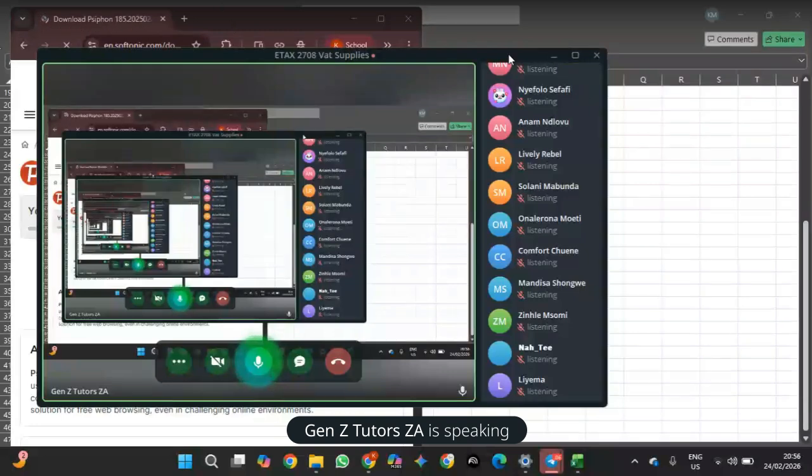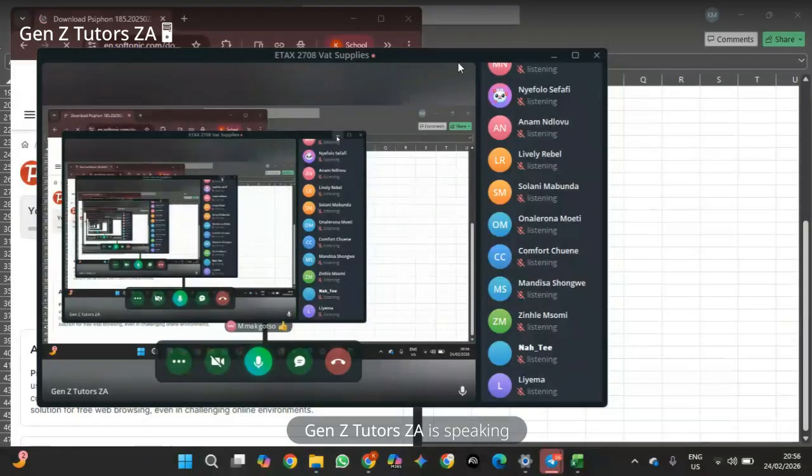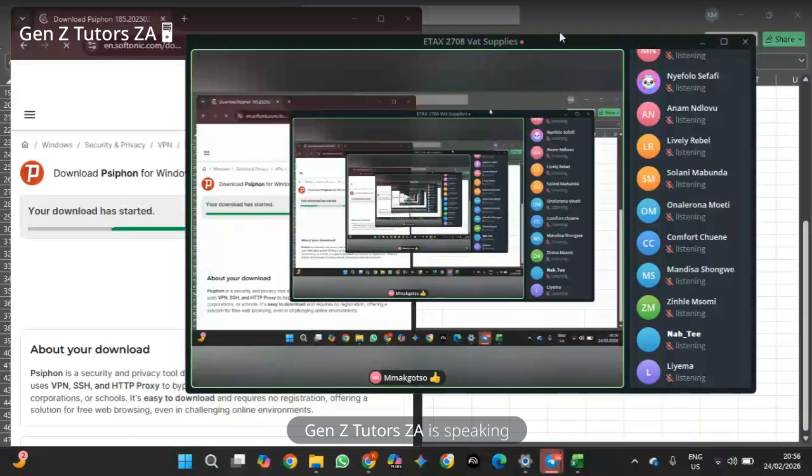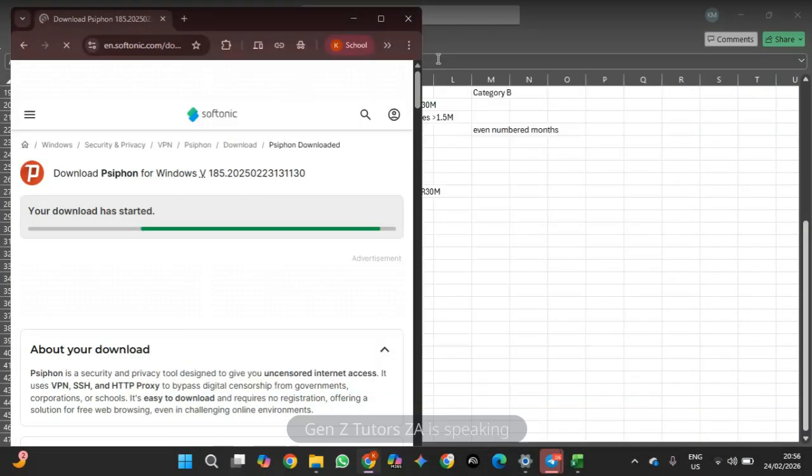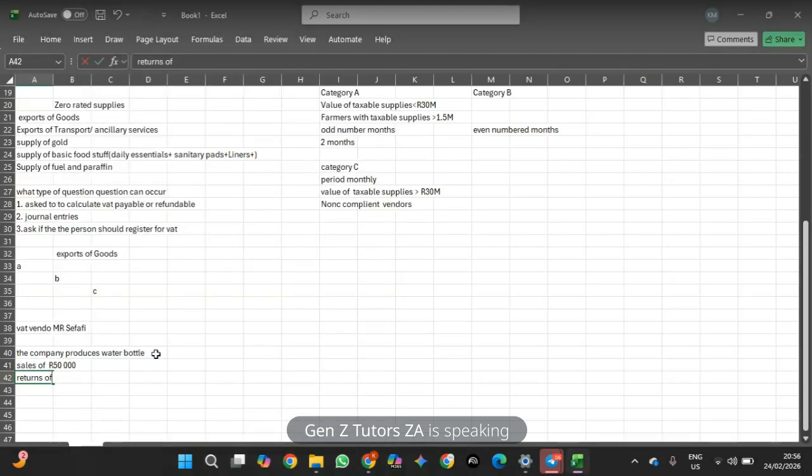Also, I'm even trying to download a VPN to try and get the UFS Wi-Fi to work on Telegram. Okay, thank you, Mahoto. Perfect. Now there's no need for me to download this. I'll download it in the background, it's fine.